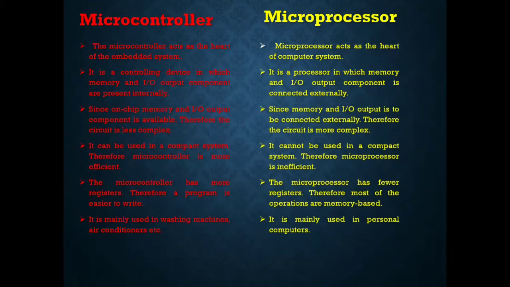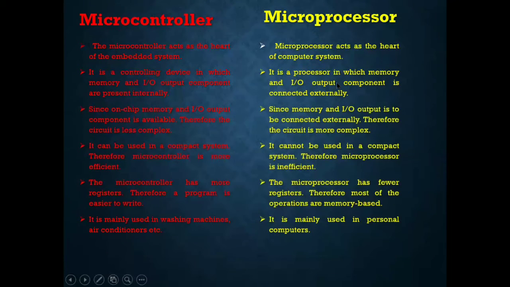Now, the difference between a microcontroller and a microprocessor. In a microcontroller, all the components are in a single chip. In a microprocessor, all the components are assembled separately, which makes the system more flexible but with more design complexity, whereas a microcontroller is less flexible with less design complexity. A microprocessor acts as the heart of a computer system, but a microcontroller acts as the heart of an embedded system.